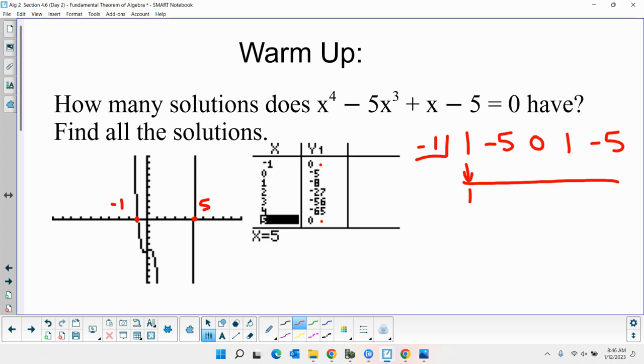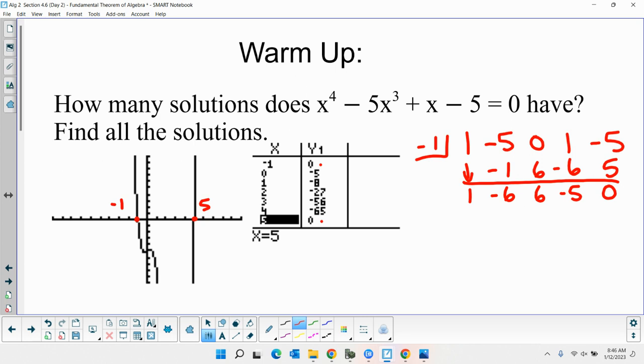Drop my 1 below. -1 times 1 is -1. When I add those, I get -6. -1 times -6 is +6. When I add, I get 6. -1 times 6 is -6. When I add, I get -5. -1 times -5 is +5, and I get 0, and that's what's supposed to happen, right?